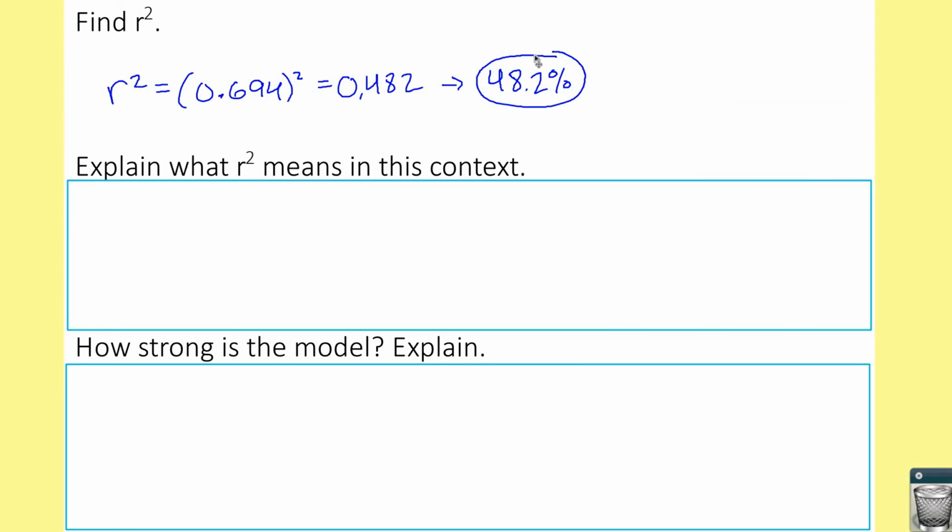And then we turn it into a percentage. So R squared is written as a percentage, okay, 48.2. And what R squared means in this context, okay, it's kind of like, well, how strong your model is, okay? R squared is how related your data is.